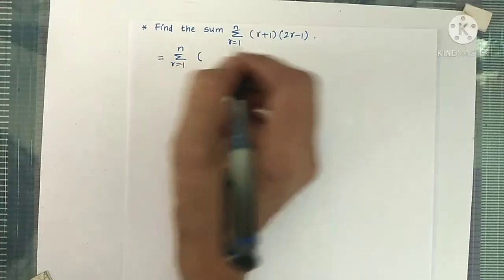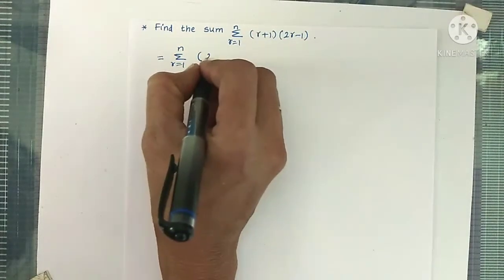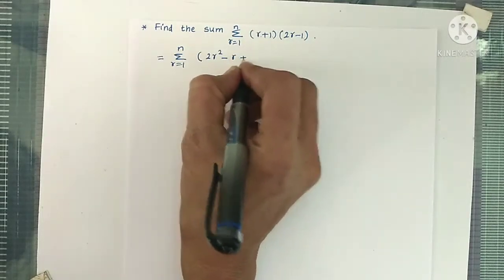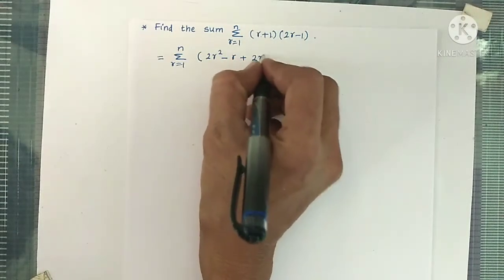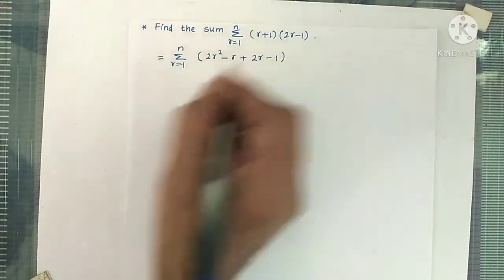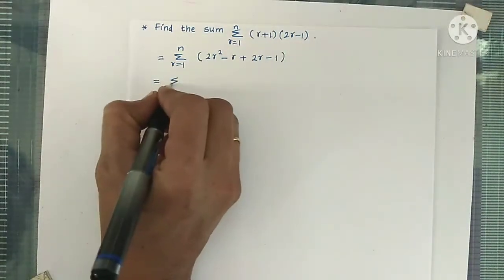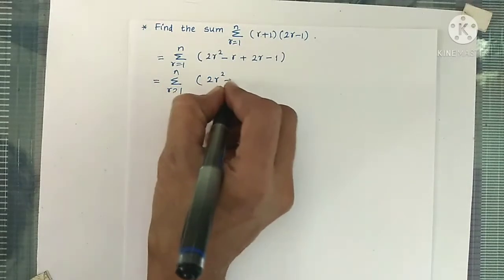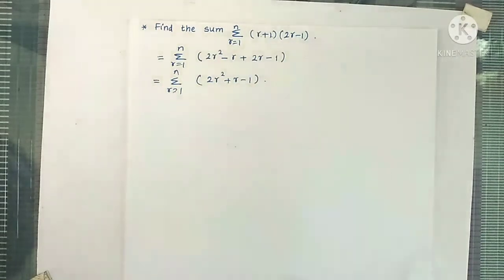So multiplying this bracket by r, we get 2r square. Then r into minus 1 is minus r. 1 into 2r, that is 2r. 1 into minus 1 is minus 1. So that is sigma r equal to 1 to n, 2r square plus r minus 1.